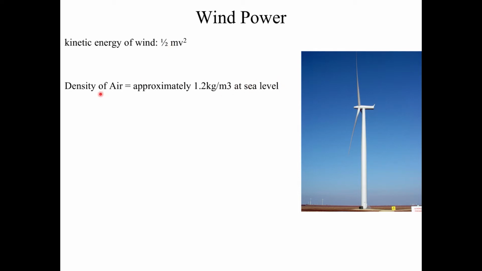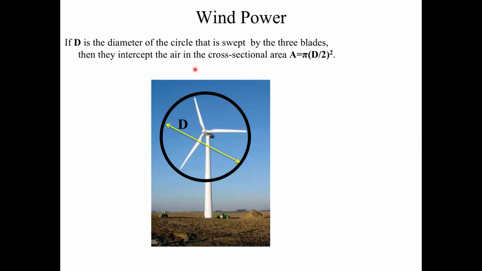So at sea level, the density of air is approximately 1.2 kilograms per cubic meter, where a cubic meter is a box about 3 feet by 3 feet by 3 feet. And because air has a density, it therefore has a mass. So when we think about converting that kinetic energy, or really capturing that kinetic energy to produce electricity.